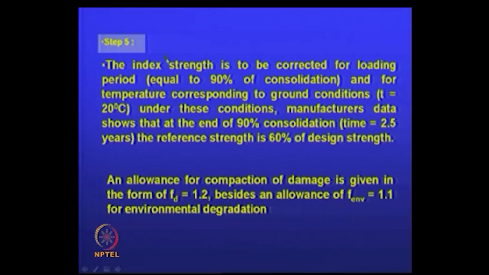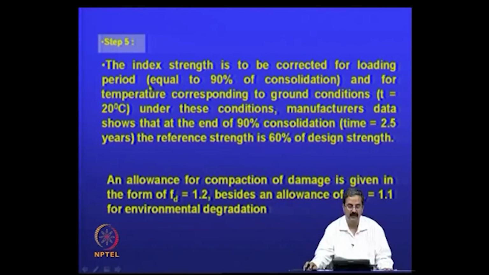So, the index strength is to be corrected for loading period, which is equal to 90% of the consolidation, and for temperature corresponding to ground conditions. Assume that the temperature is 20 degrees. Under these conditions, the manufacturing data shows that at the end of 90% consolidation, time equal to 2.5 years, the reference strength is 60% of the design strength.